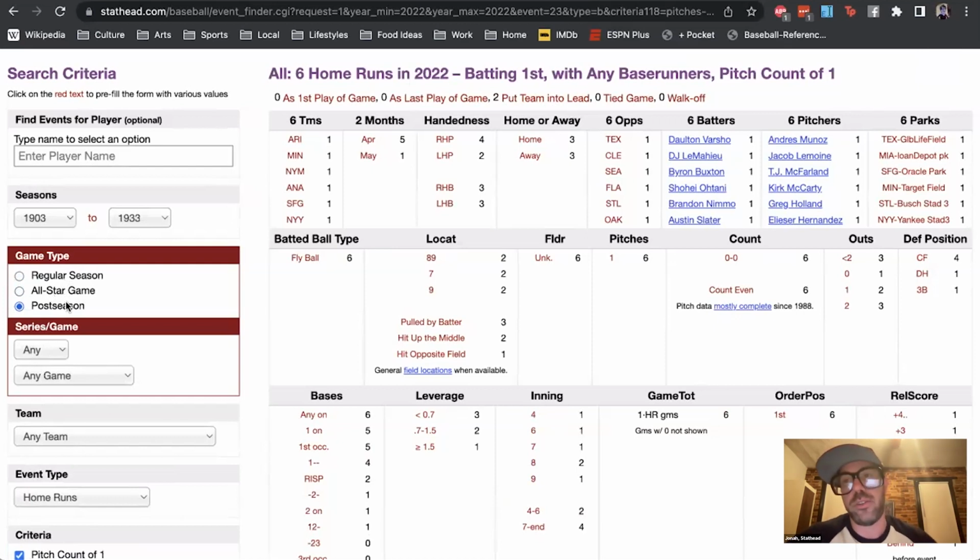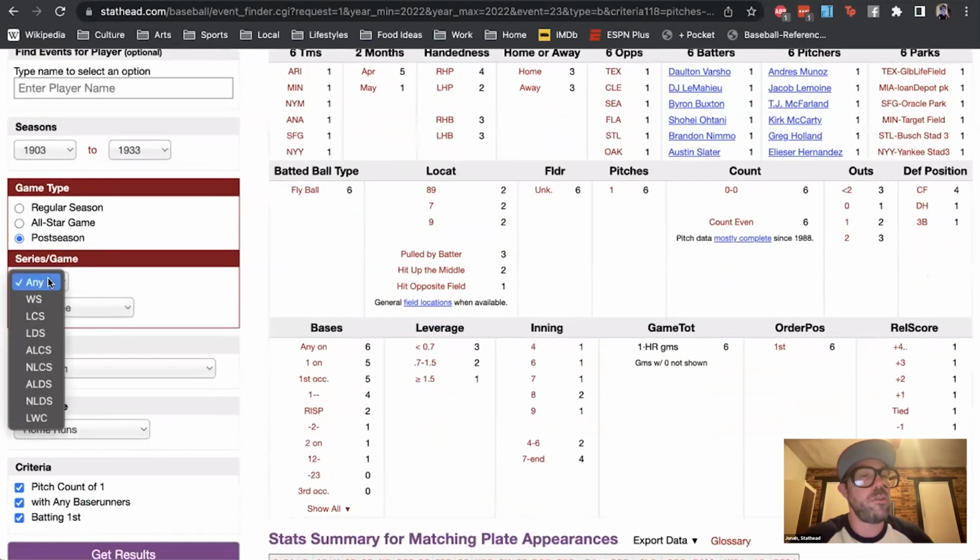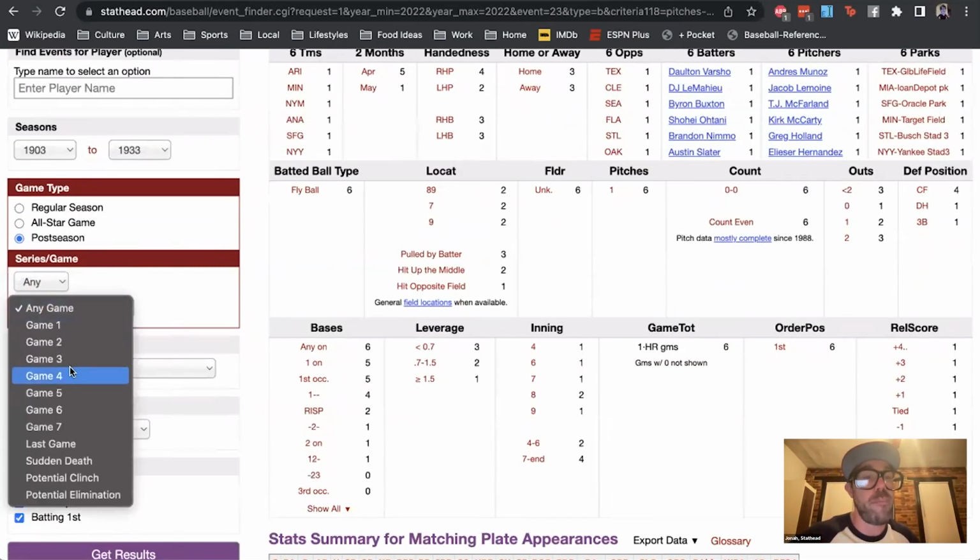And one thing you'll notice across all of the Stathead filters is when you toggle to postseason, you start to get these additional options. So you can sort by the series type. So if it's a World Series, an LCS, a wild card, et cetera, all of that's in there. You can also sort by the game number. So you want game one, game seven, but of course the LDS is five games. So game seven searches won't get every single game seven type game.